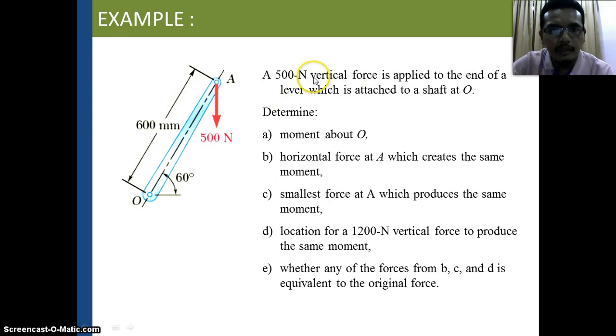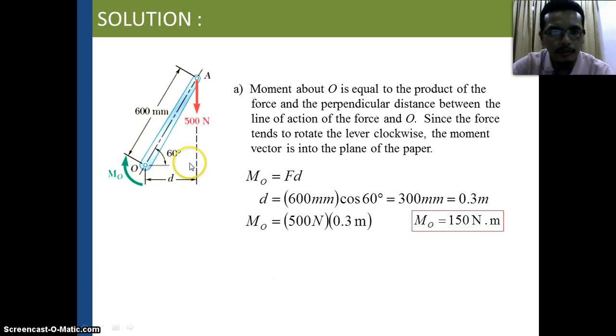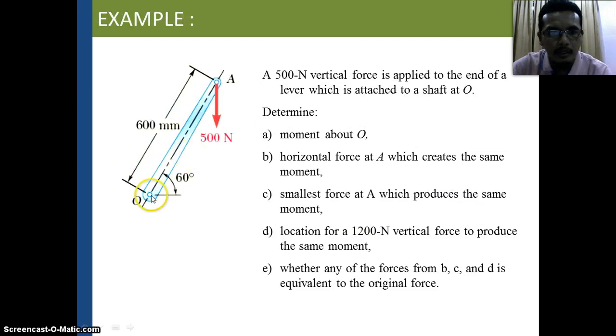A 500 Newton vertical force is applied at the end of a lever which is attached to a shaft at O here. Determine the moment about O. Then find the horizontal force at A which creates the same moment, the smallest force at E which produces the same moment, the location for a 1200 Newton vertical force for the same moment, and whether any force from B, C, D is equivalent to the original force. Okay, so how do we find the moment about O?